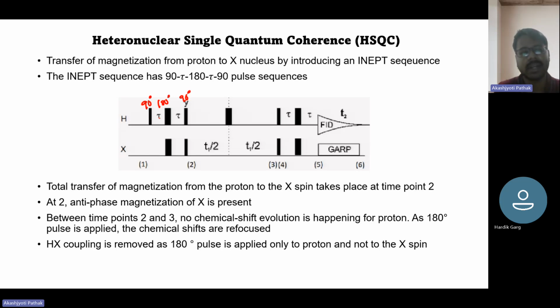Then following this tau period, the 180-degree pulse is applied to both the proton and the X nuclei. And then again, following this tau period, the 90-degree pulse is applied to both the proton and the X nuclei. Throughout this period, before this time point two, the INEPT sequence transfers the magnetization from the H nuclei to the X nuclei, from the proton to the X nucleus.